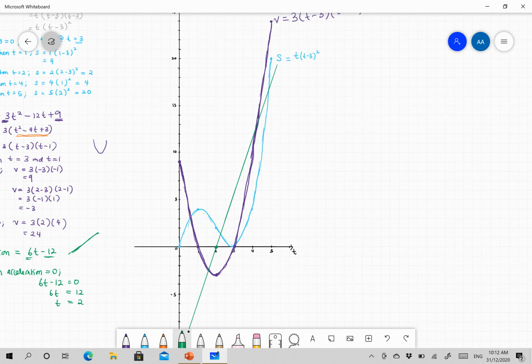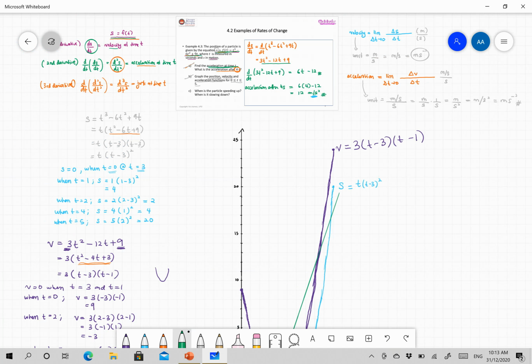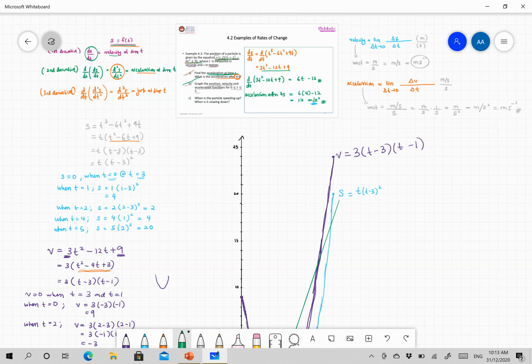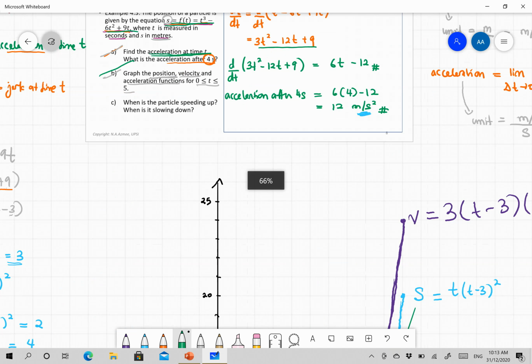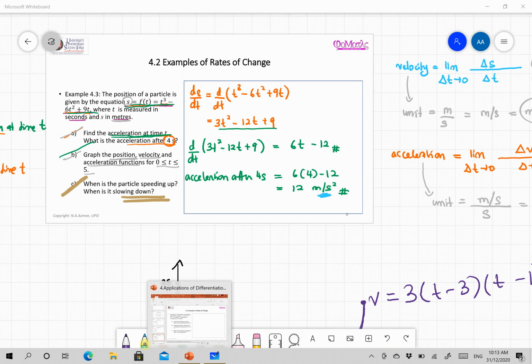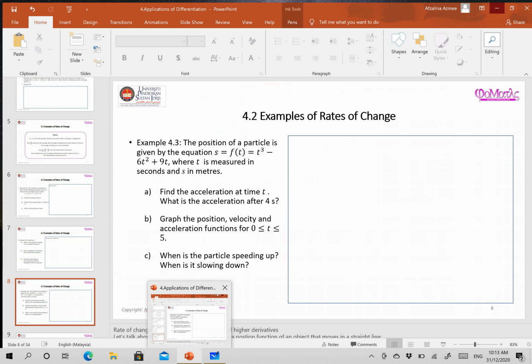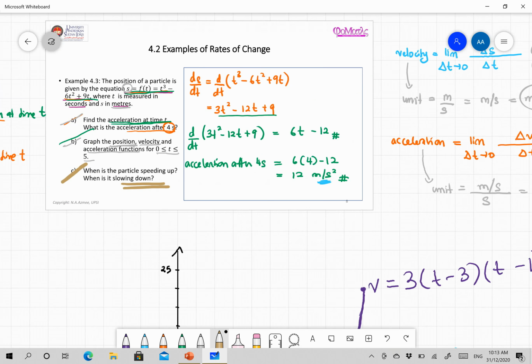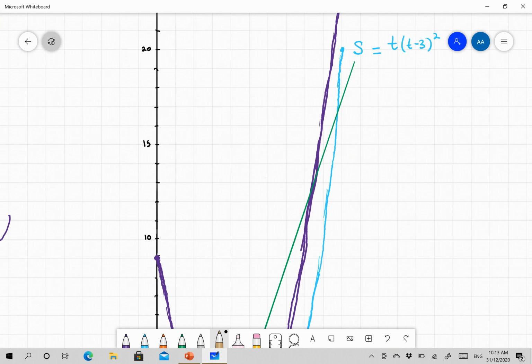I'm just going to label this graph as a is equal to 6t minus 12. All right. Okay, so there we go. We have done question B. Now let's move on to the next question, the last question, which is when is the particle speeding up and when is it slowing down? So for this part, we can refer to the velocity graph given here.